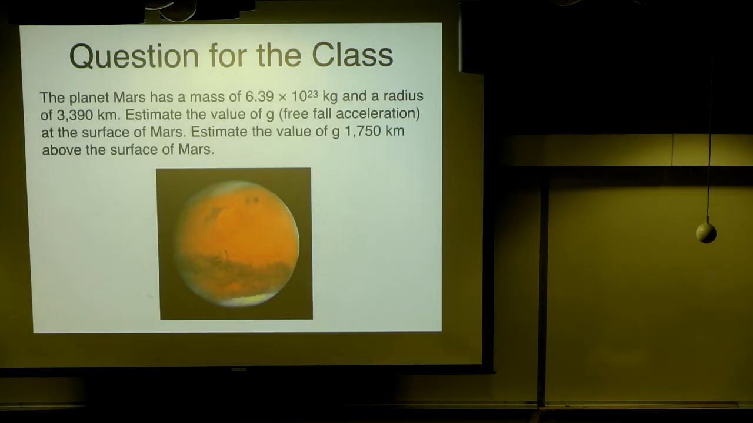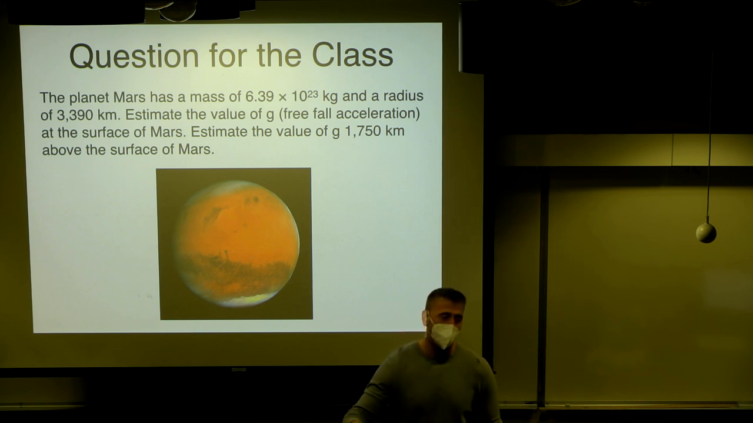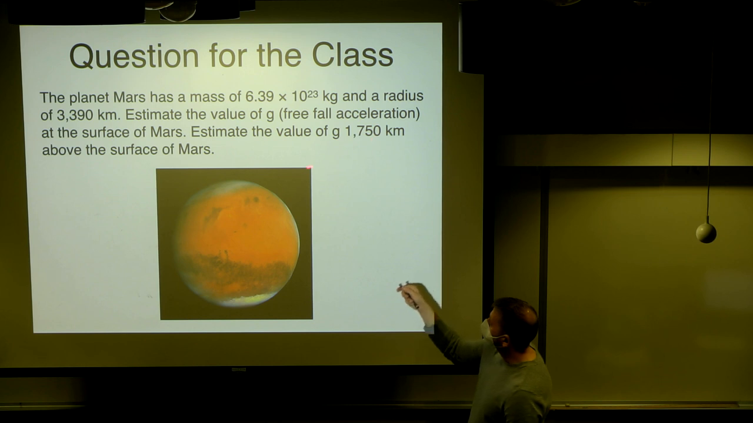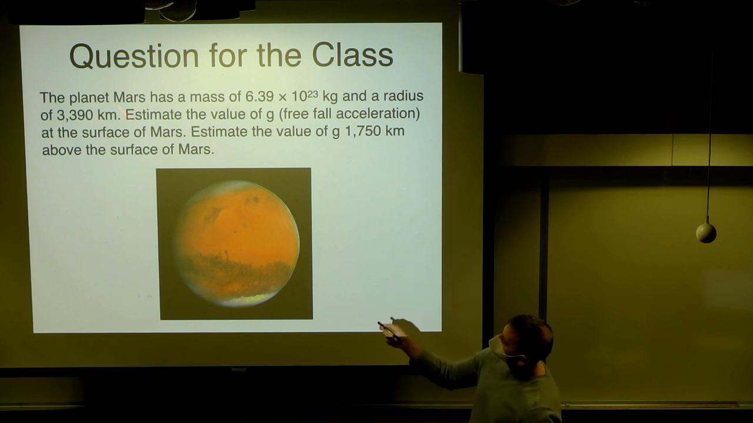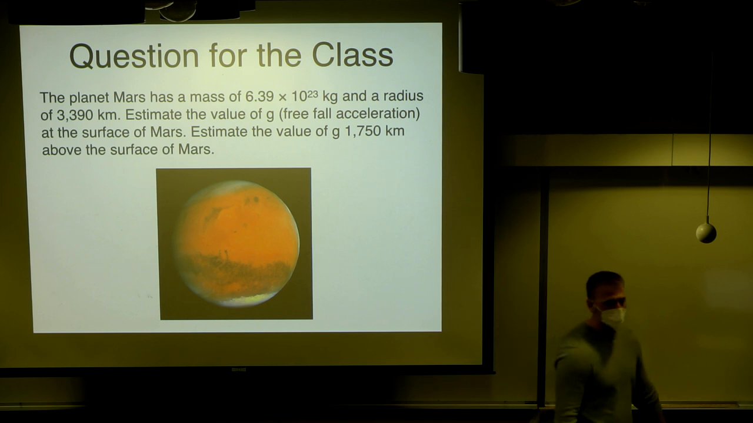So here, let's do this. You have the relevant formula, okay? Little g is big G times big M divided by R squared. What I want you to do is this. Using this data, planet Mars has a mass of 6.39 × 10^23 kilograms. Its radius is 3,390 kilometers. Estimate the value of little g at the surface of Mars using these two data points, okay? And then try this. Try estimating the value if you're not at the surface of Mars, but instead you're 1,750 kilometers above the surface of Mars, okay? We're kind of running out of time, so how about you just do the first part? Take a few minutes to do that, and then we'll go through both parts together, okay?